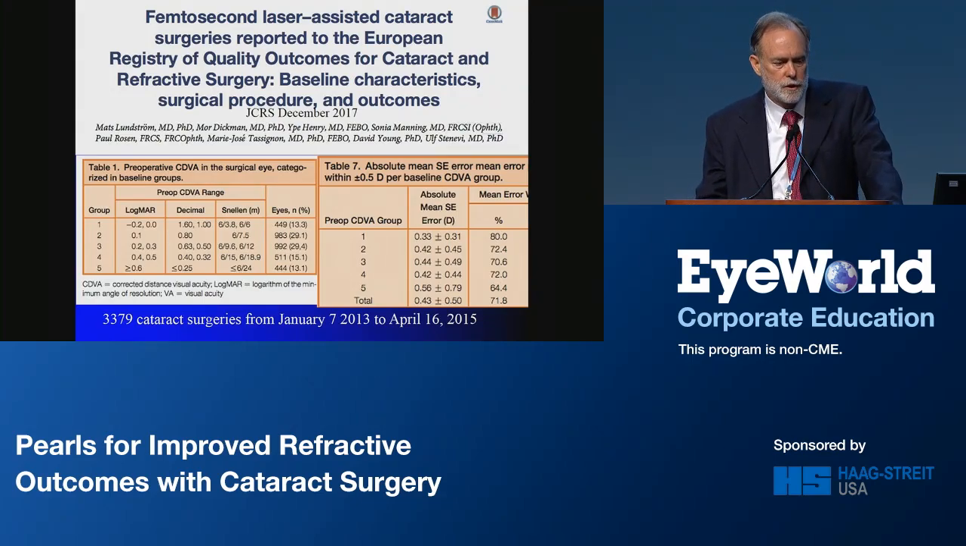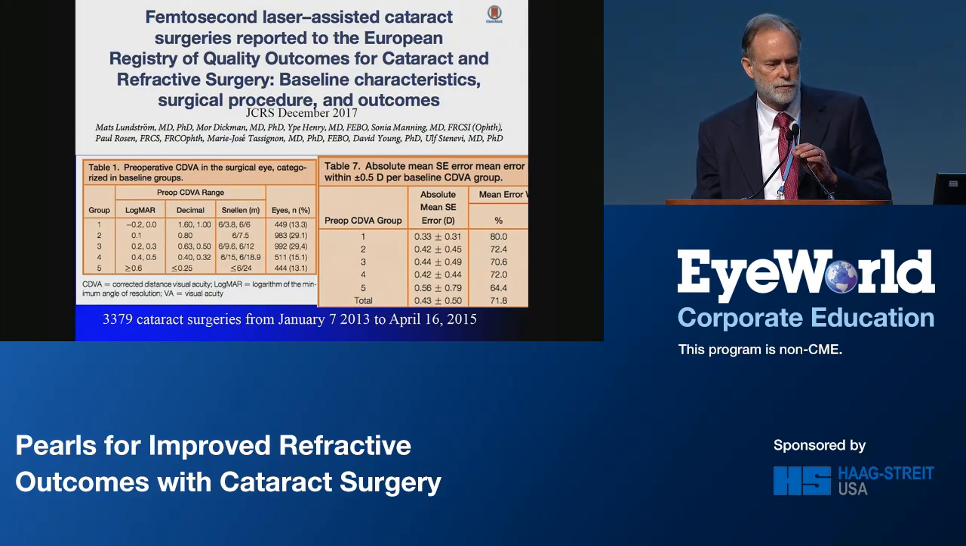And these surgeries were done up until 2015, so they didn't have some of the more advanced calculating formulas at that point. But we need to really get all this much more accurate. We need to use optical biometry and some of the new formulas.